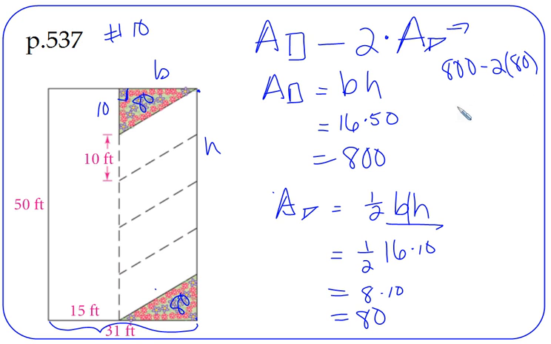Multiply before I subtract. That's the order of operations, so it's 160. And we're left with, subtracting 800 minus 160, we are left with 640. And again, this is feet, so this is feet squared. And that's it.